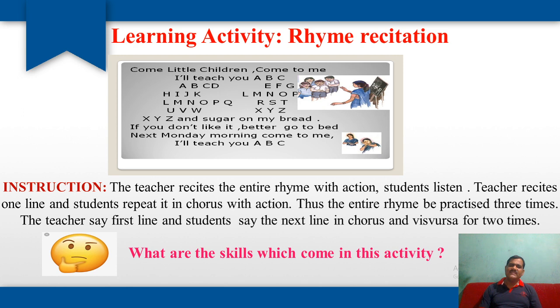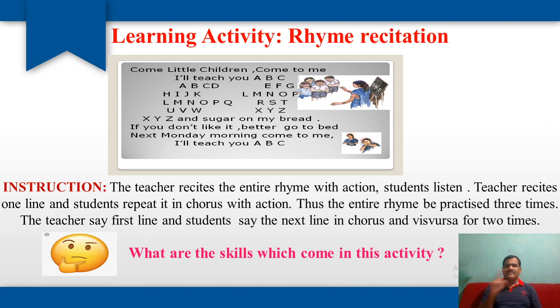In this rhyme recitation, the teacher recites the entire rhyme with full action, and the students listen. Then the teacher recites one line and the students repeat in chorus with full expression. Then the entire rhyme is practiced 3 times. The teacher then says the first line and the students say the next line in chorus, and vice versa. This is done 2 times.